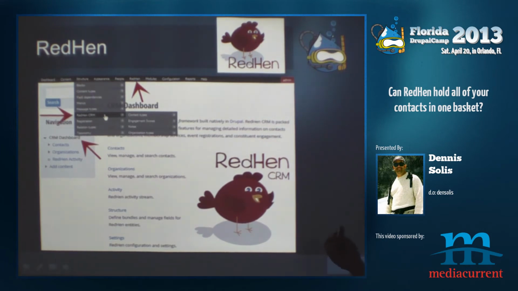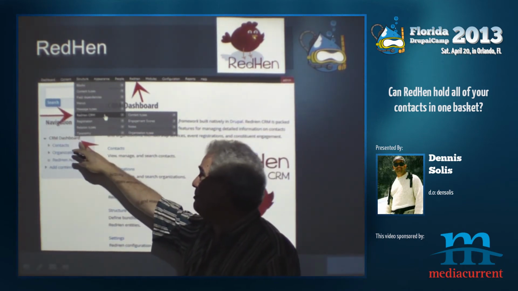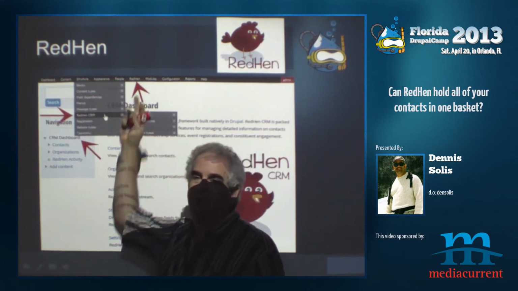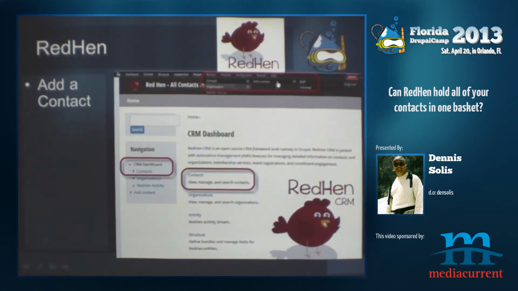They made it real easy to get to this page. You can get to it either off the CMR or off the navigation menu, off the structure RedHen menu, or the RedHen. I don't know why they did that, but they made it easy. So let's talk about contacts.